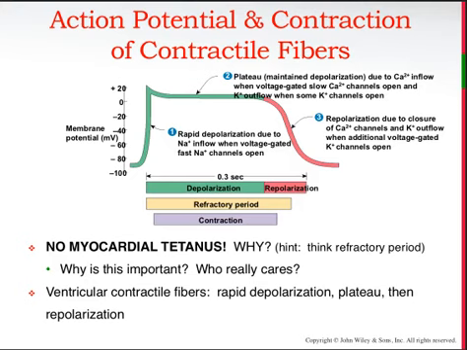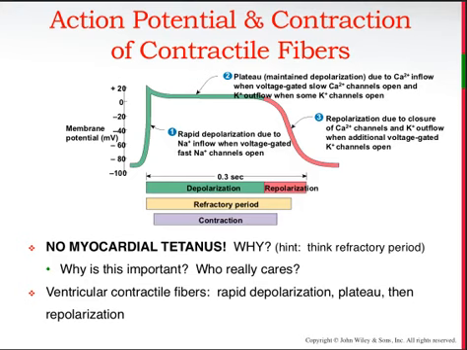There's no myocardial tetanus, and I've asked why on the last two slides. It's because, if you'll notice the yellow on this graph, the refractory period of a cardiac muscle fiber is longer than the contraction itself. So the purple here is the contraction, and the refractory period is actually longer. Because of that, tetanus isn't possible. What that means is a second contraction cannot begin until the previous contraction is well into the relaxation phase.